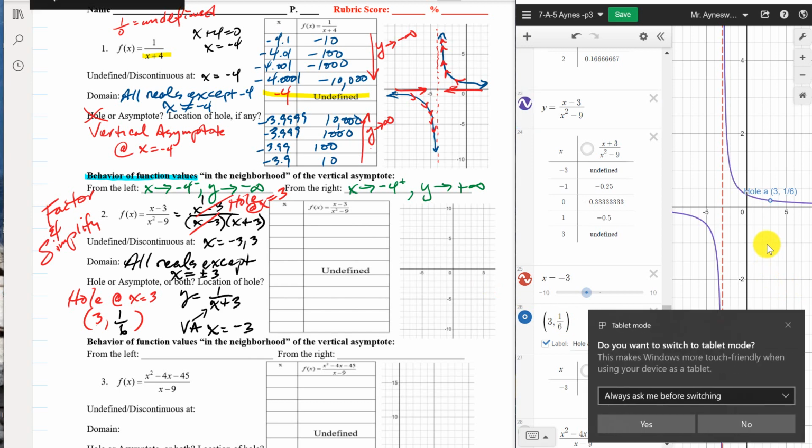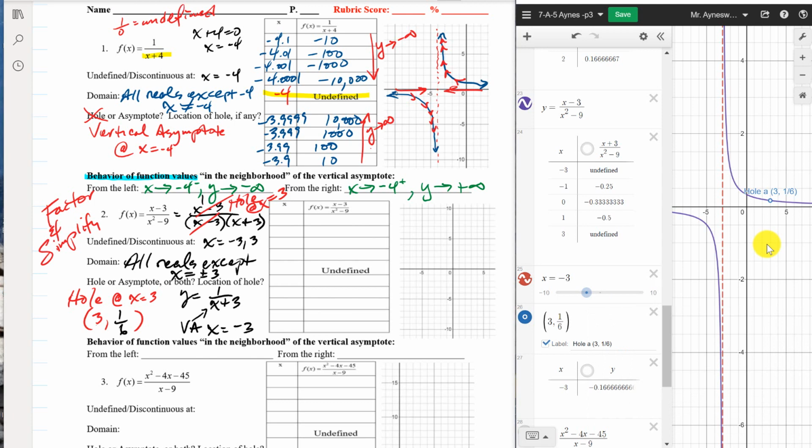Okay, so we have a hole at 3 comma 1/6. You can see that on the graph now. So you want to graph the asymptote first at negative 3. Okay, and then you want to plot the hole at 3 comma 1/6 right about there, and sketch the function. Okay, so I sketched the function, sketched the vertical asymptote.